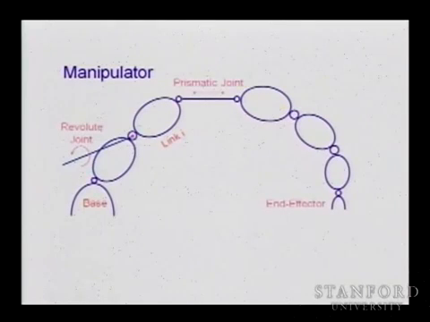So the mechanism, which is the arm in this case, is defined by a rigid object that is fixed, which is the base, and another rigid object that is moving, which we call the end effector.